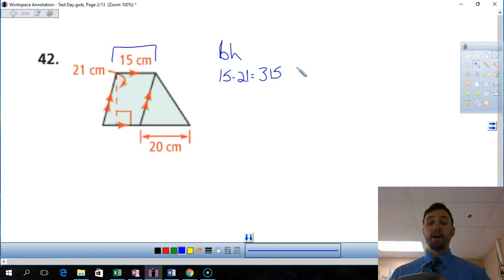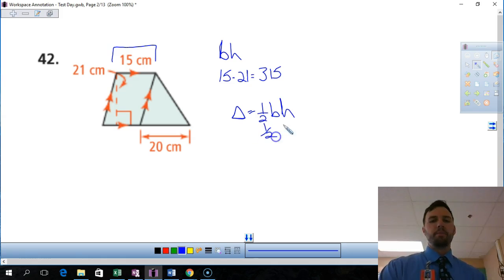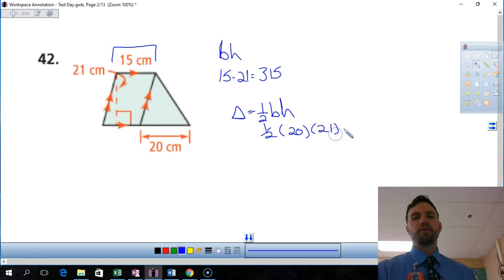Next, I need to find the area of that triangle. A triangle is 1/2 base times height. For this one, my base is 20, because it's right here, and my height is the same as the parallelogram, which is 21. So 1/2 times 20 times 21 is 210. Then I add those together, I get 525 centimeters squared.